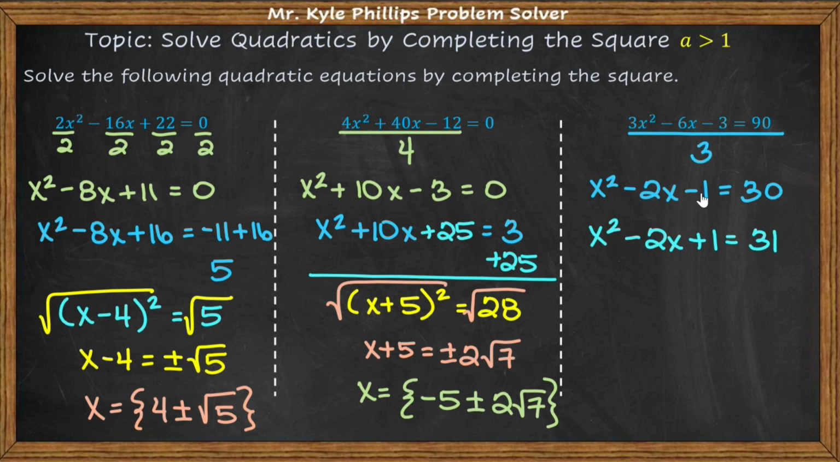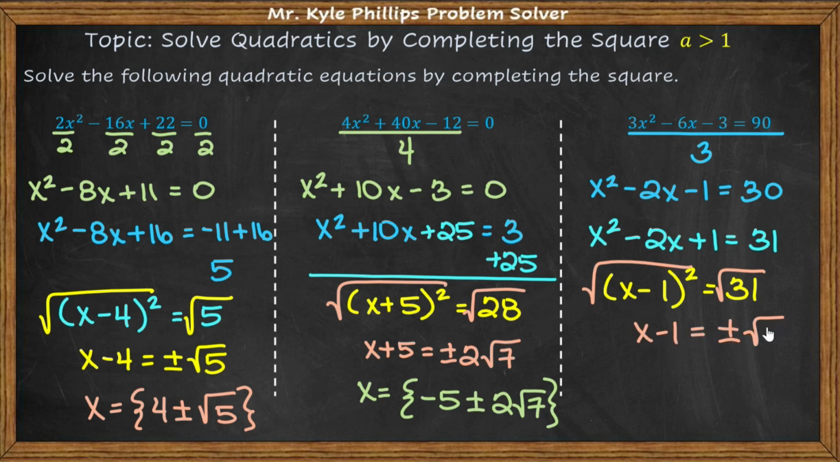Remember, I kind of skipped some steps here. I moved the 1 over. That gave me 31. And then I cut this in half, and I squared it. That's where the positive 1 came from. Now I can factor this. I'll solve by taking square roots. And then I will isolate the x by moving the 1. So here my solutions are going to be 1 plus or minus the square root of 31. And that is how you complete the square anytime a is greater than 1.